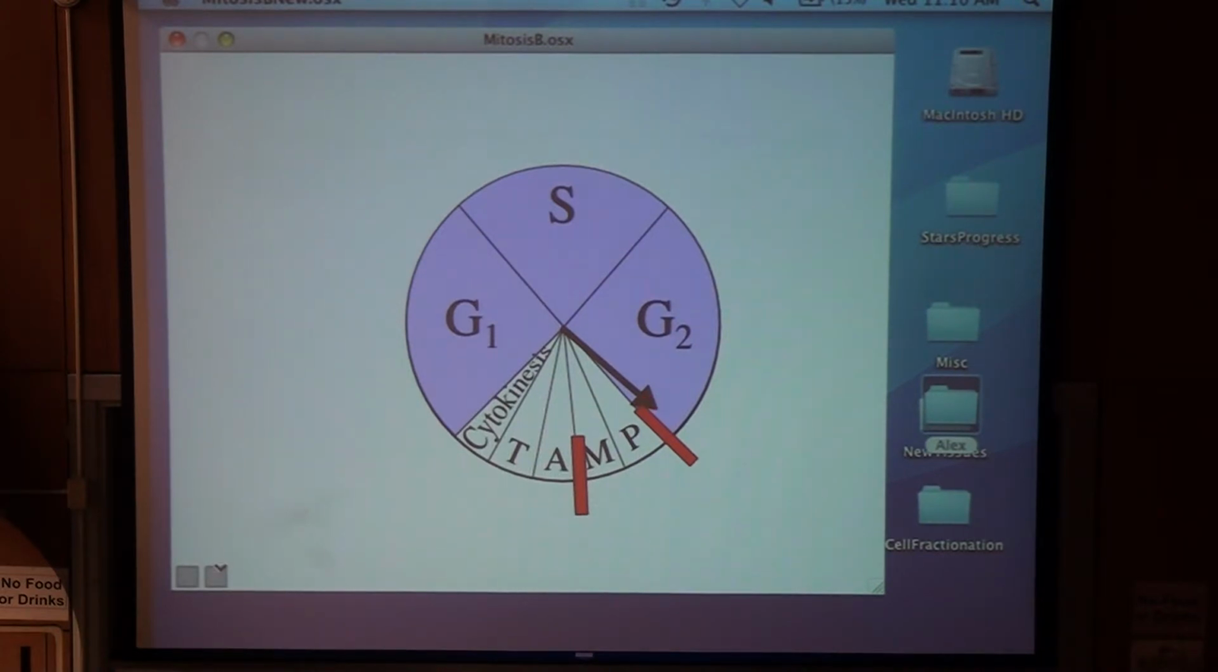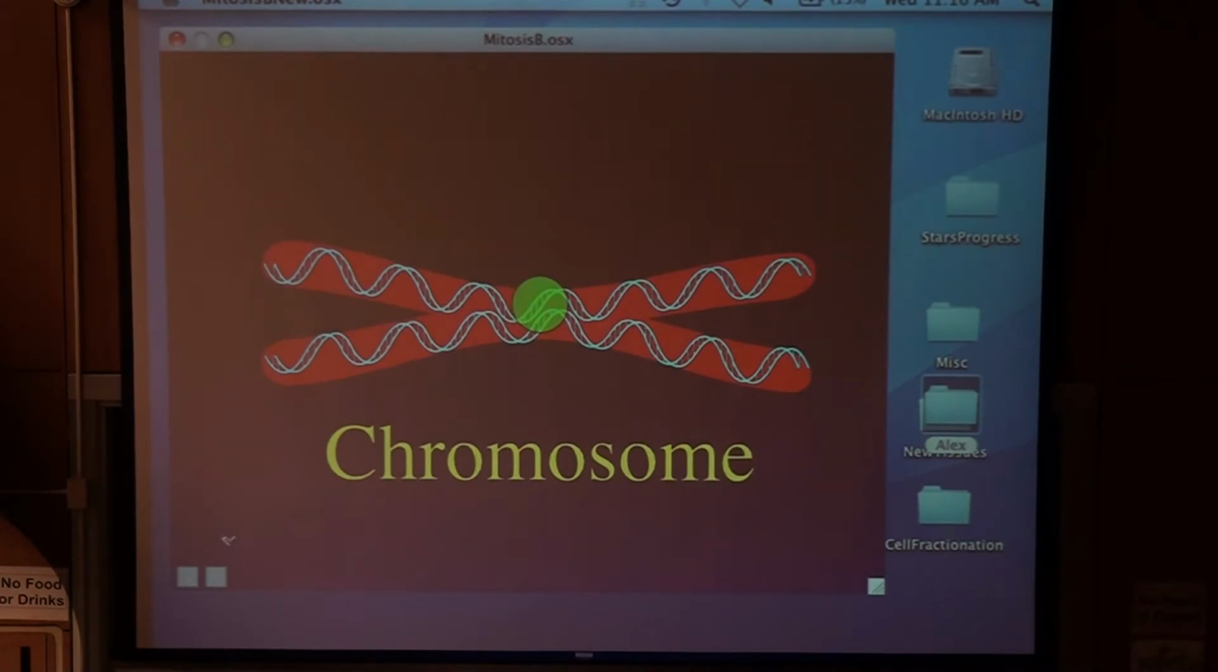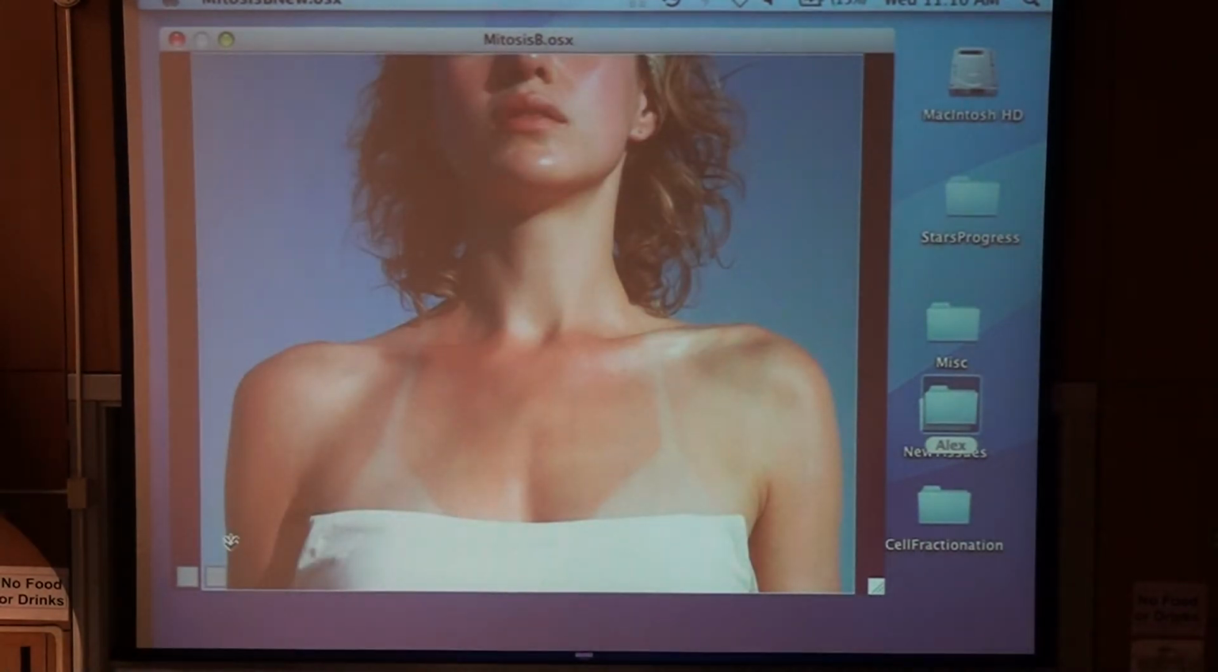Another purpose of this checkpoint is to make sure that the DNA has not been damaged, because some things like getting sunburn, for example, do damage your DNA. And the cell has enzymes that can repair DNA damage, but those enzymes take time to operate. And so the G2 checkpoint will halt the cell cycle until the damage has been repaired.